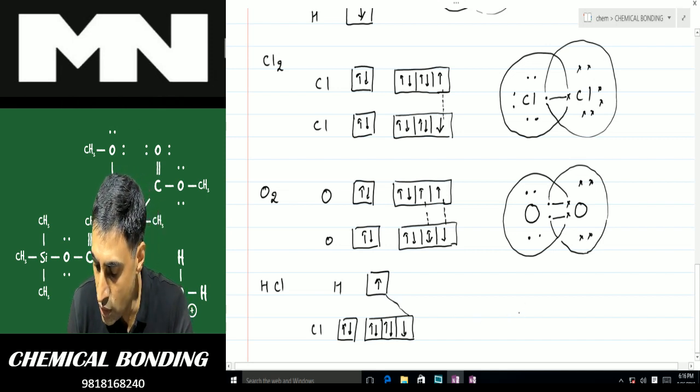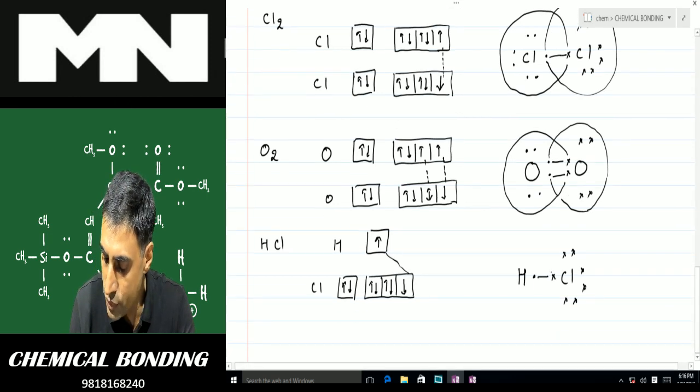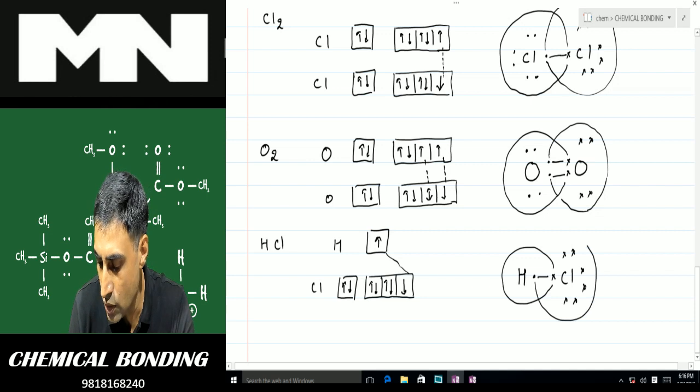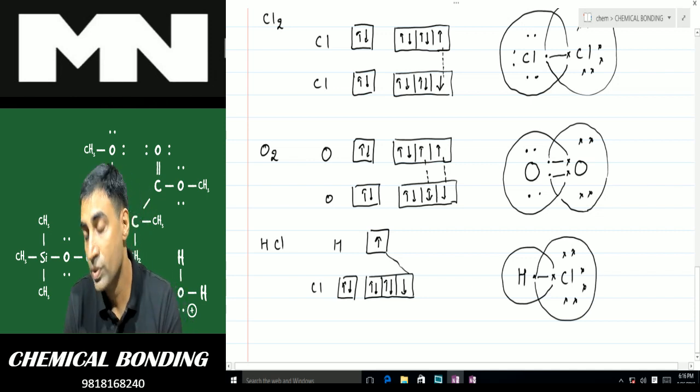So here if I draw hydrogen with the unpaired electron, chlorine 1, 2, 3, 4, 5, 6, 7. A bond is formed here. If you have a look at this, the duplet of hydrogen is complete and the octet of chlorine is complete.